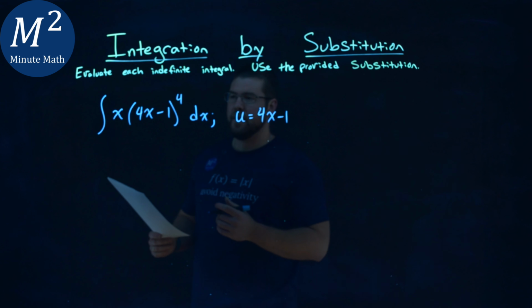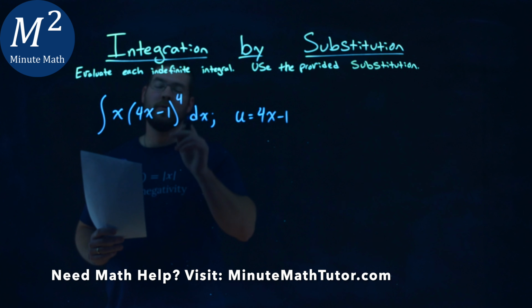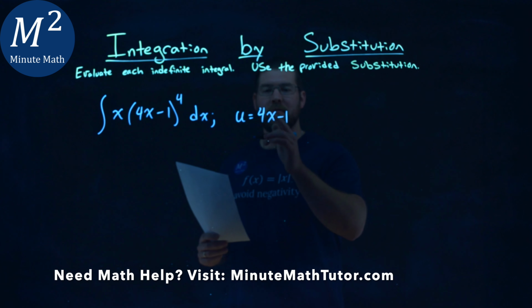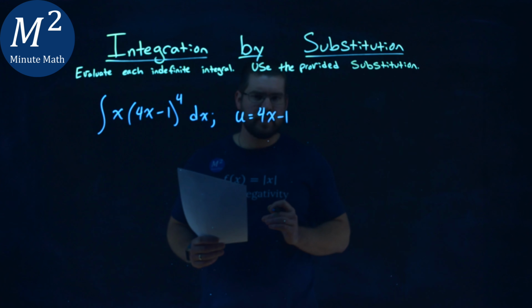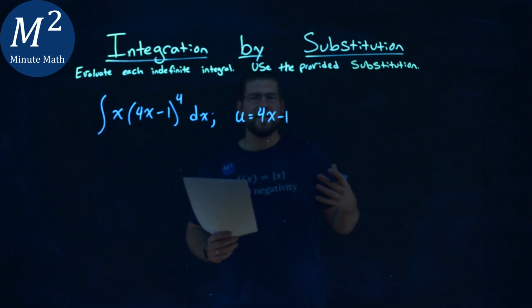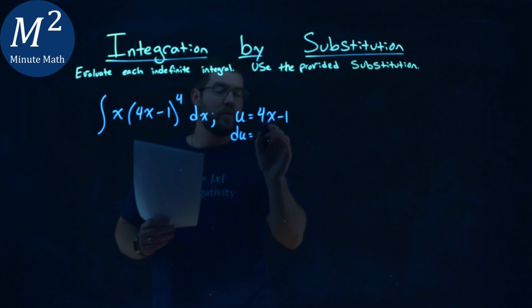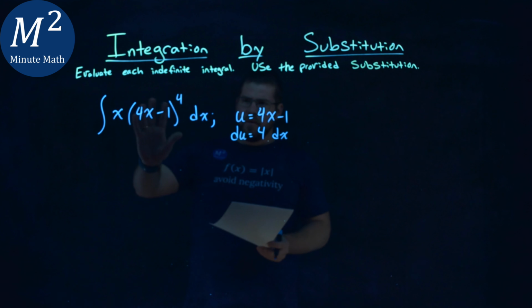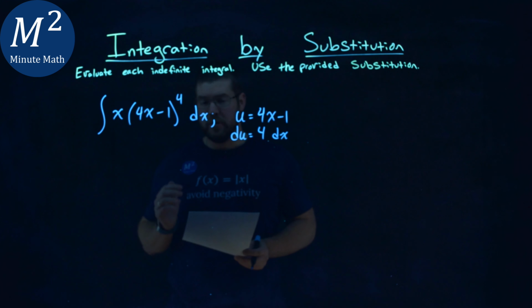We're given this problem right here, the integral of x times 4x minus 1 to the fourth power dx. And we're given a u value for our u substitution of 4x minus 1. And we have to evaluate this indefinite integral. The first thing I like to do always is find my du at this point. Du here, derivative of the 4x minus 1, is just 4 dx.